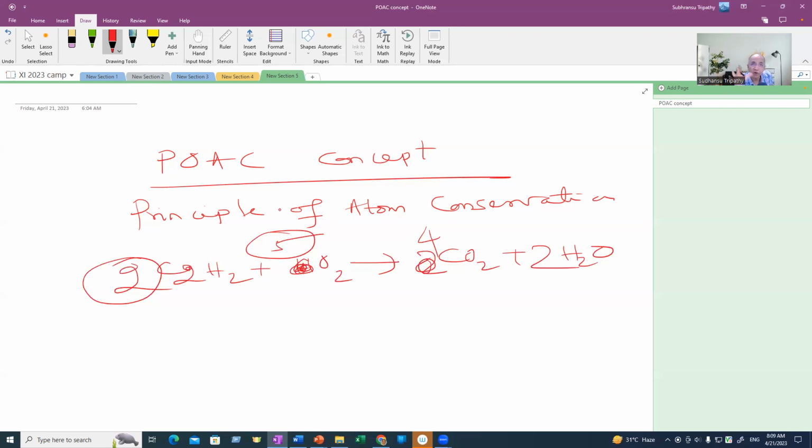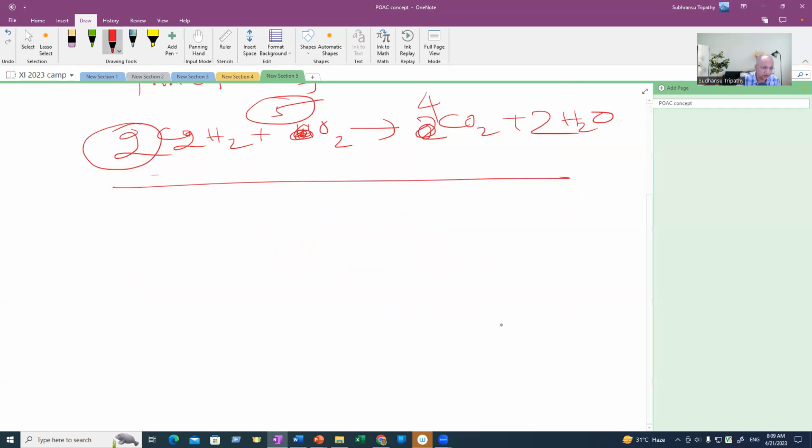The number of atoms is bound to be conserved. See, the number of moles of carbon is 2, 2s are 4, this is 4. The number of moles of hydrogen atoms is 2, 2s are 4. The number of moles of oxygen is 5, 2s are 10; this is 4, 2s are 8, plus 2, 10. So that is called the principle of atom conservation, which is very elegantly used when you are given a series of reactions.